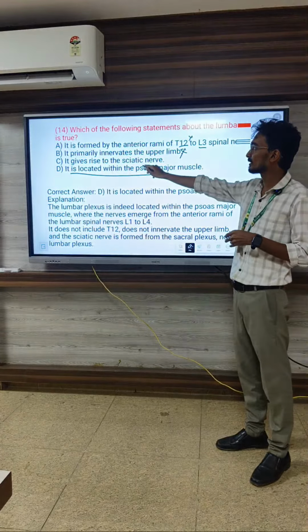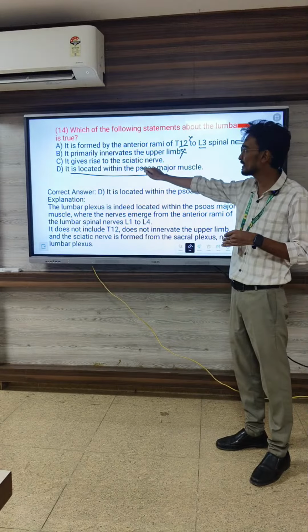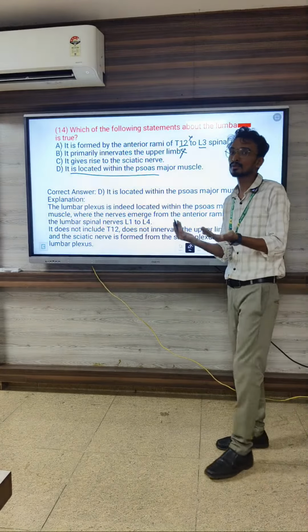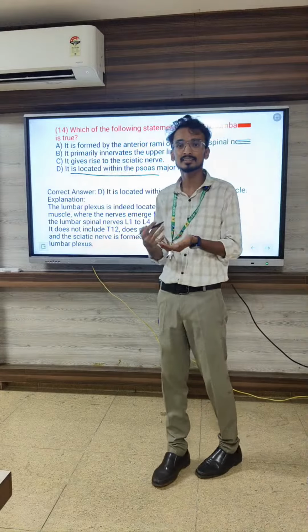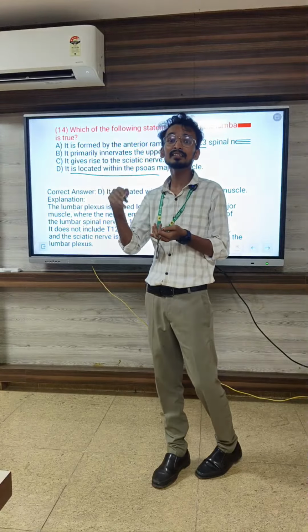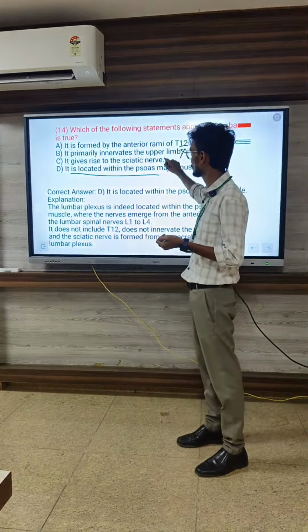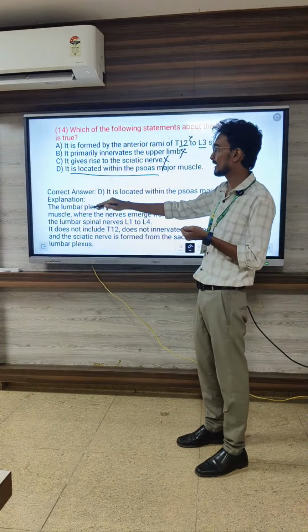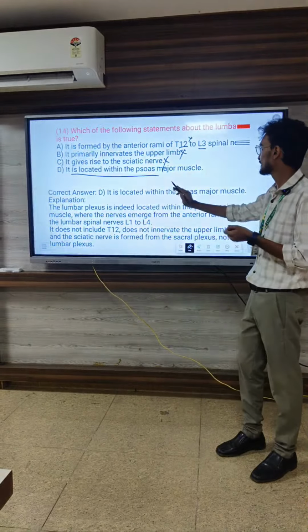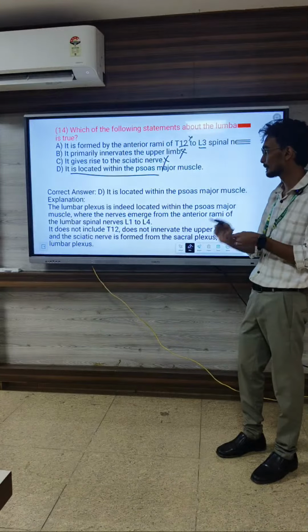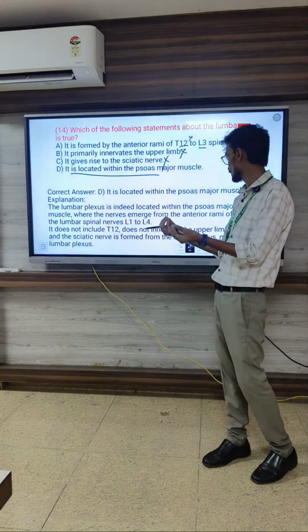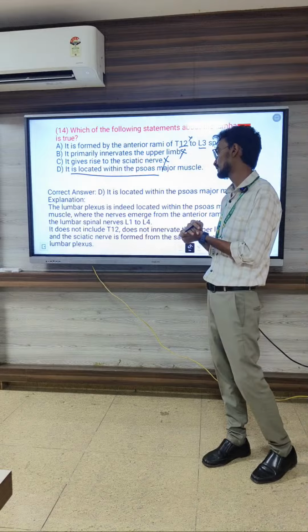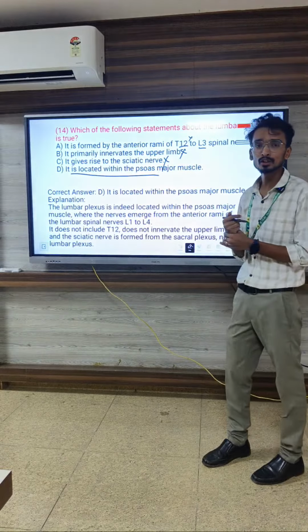Option three says it gives rise to the sciatic nerve. There is no such nerve coming from the lumbar plexus. The sciatic nerve comes from the sacral plexus. So this is also a wrong answer. So the major answer will be: it is located within the psoas major muscle, where the nerves emerge from the anterior rami of L1 to L4.